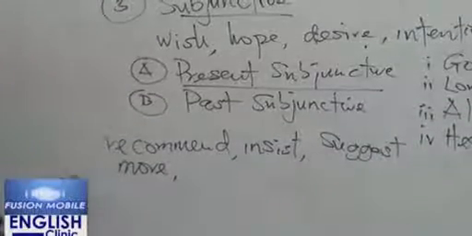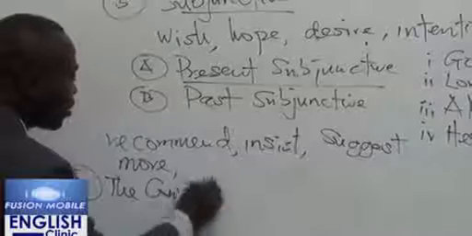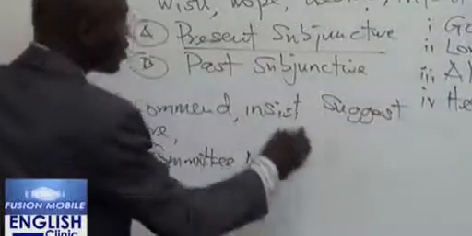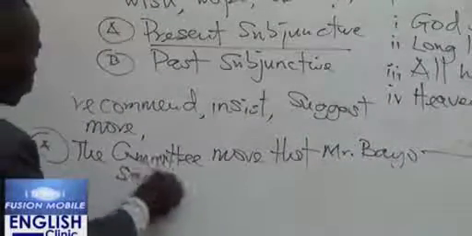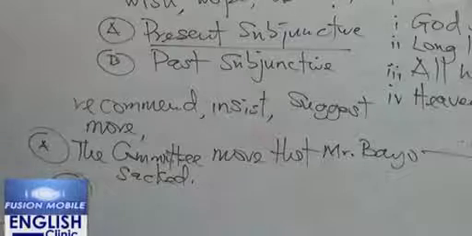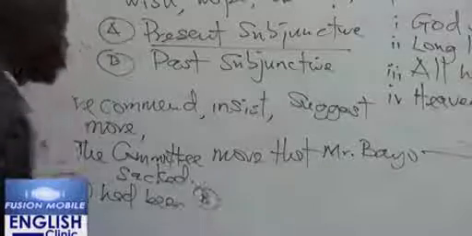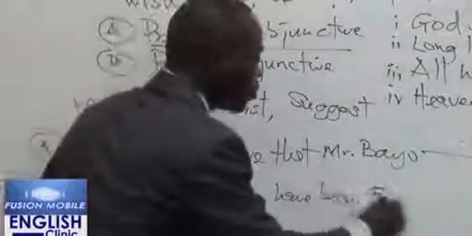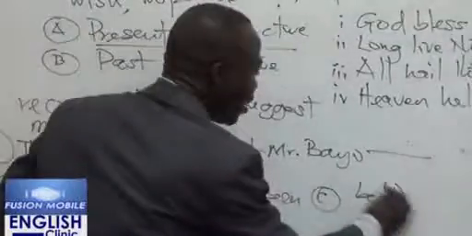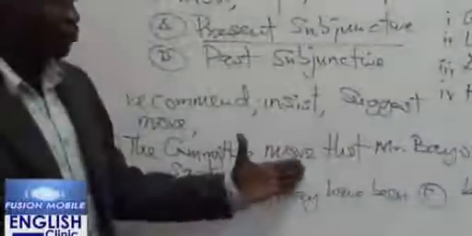Let me give us an example. The committee moved that Mr. Bayo dash sacked. A, had been. B, may have been. C, be. And D, been.